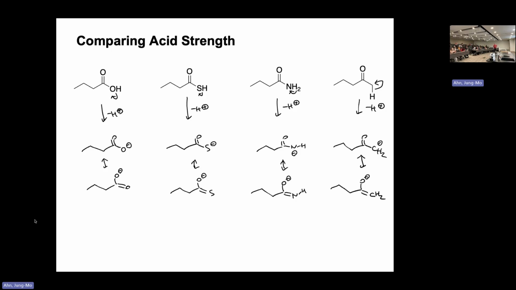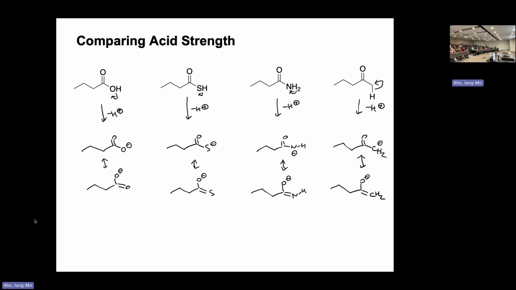Now we can see that in this resonance form, it's all oxygen having a negative charge, so that form probably doesn't break the tie. So we need to think about stability in these forms. Oxygen negatively charged, sulfur negatively charged, nitrogen negatively charged, carbon negatively charged. So should we use electronegativity for all of them, or should we use size for all of them?